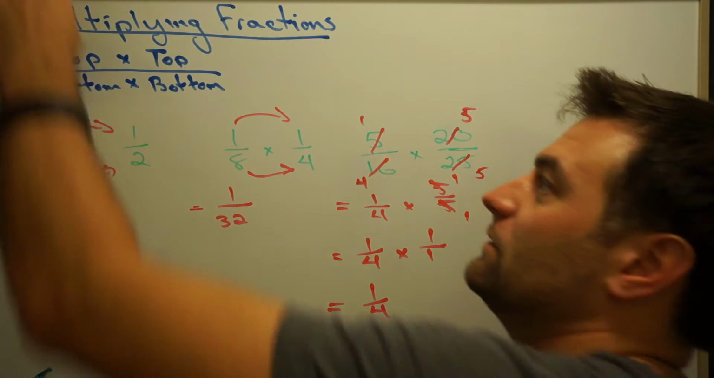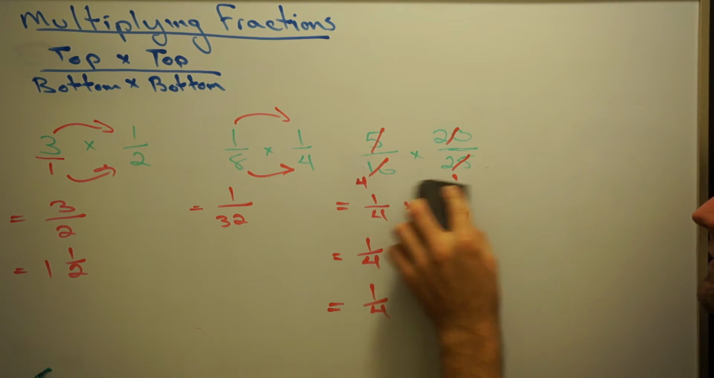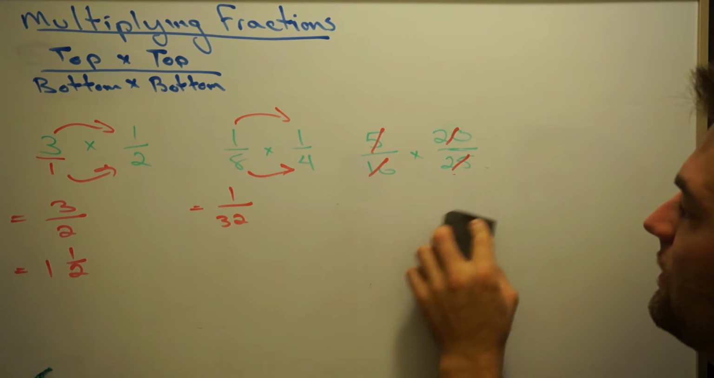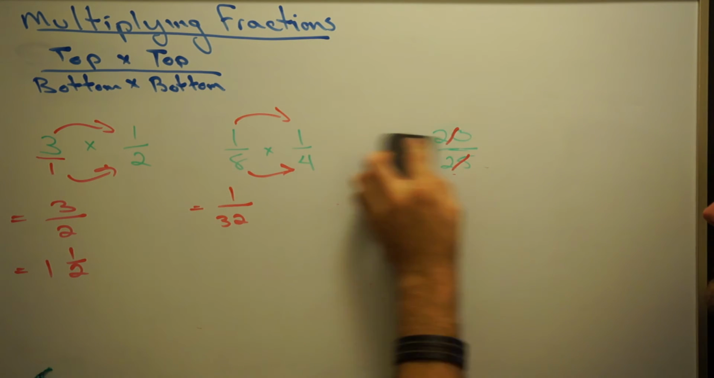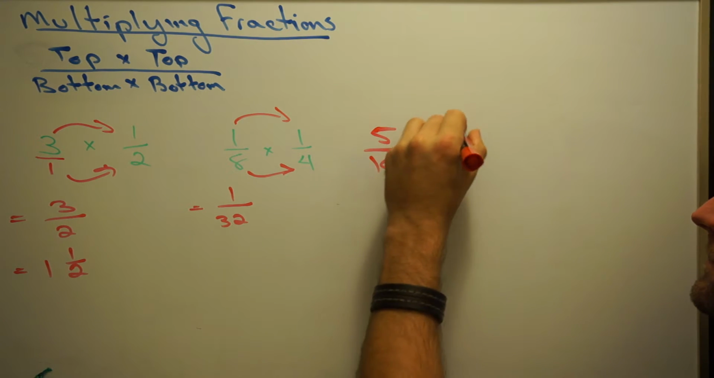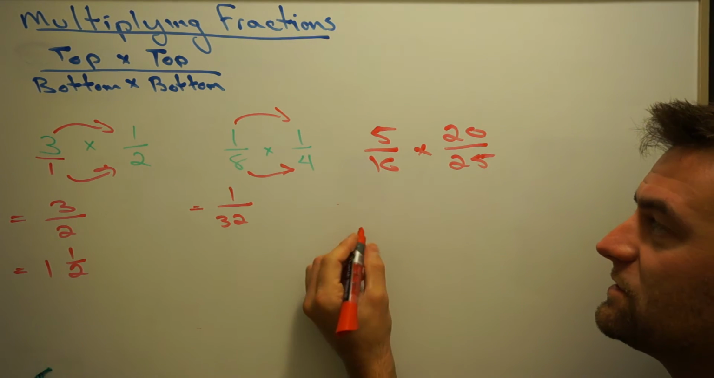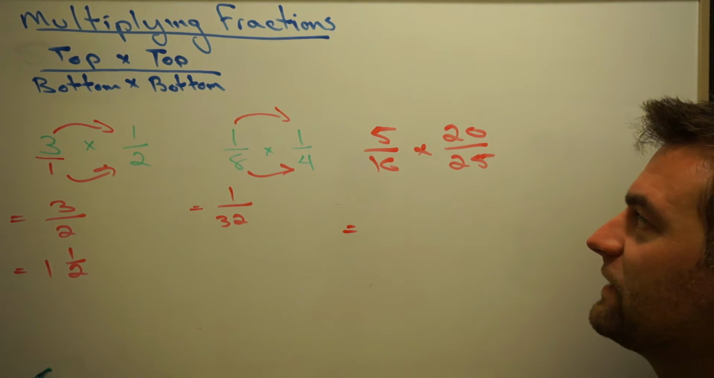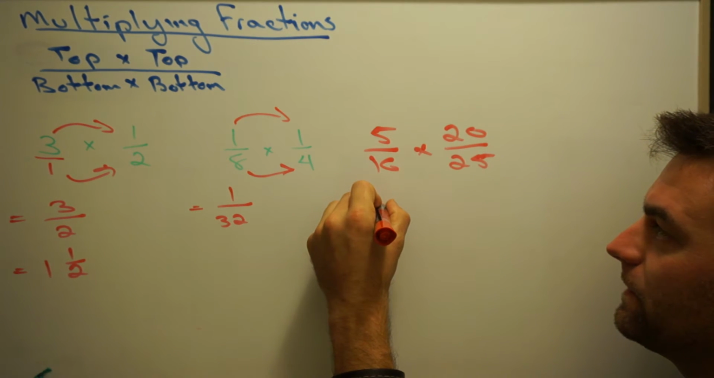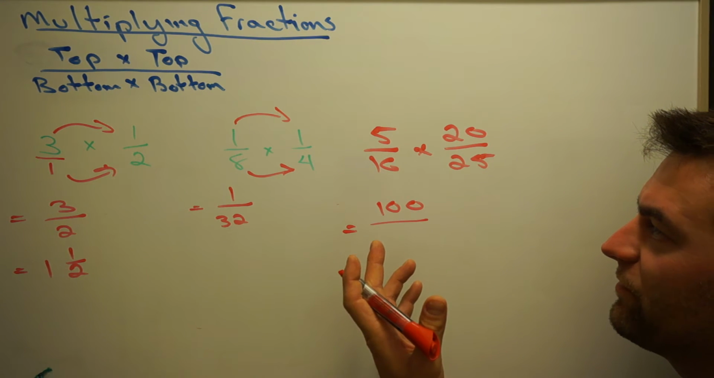Another way to do this, and I'm just going to erase a little bit of this. So 5/16 times 20 over 25. You can do this the same way we did these and just multiply it out. So we could do 5 times 20, and that's going to get us 100. And then we can do 16 times 25.